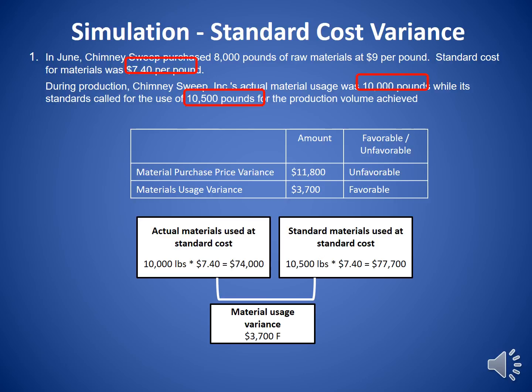In other words, the materials we expected to use at that volume level times our standard cost, and that equals 10,500 pounds worth of materials that we expected to use times $7.40. So the total value of the materials we expected to use was $77,700. So the difference between these two is $3,700, and the reason it's a favorable variance is because we actually used less materials than were called for, than were expected to be used. Okay, let's go on to the next slide.